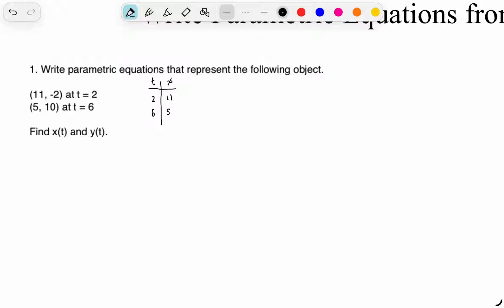So we want to find the slope between these two points. M of x is going to be 5 minus 11, where 5 corresponds with 6, and then minus 2. This is negative 6 over 4, and that's negative 3 over 2.